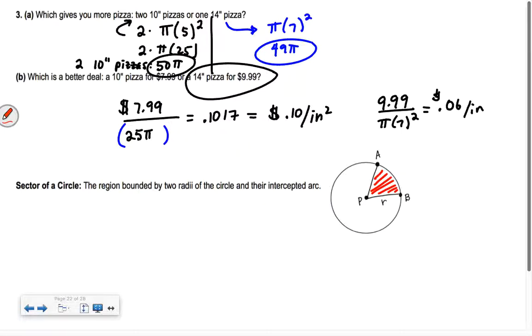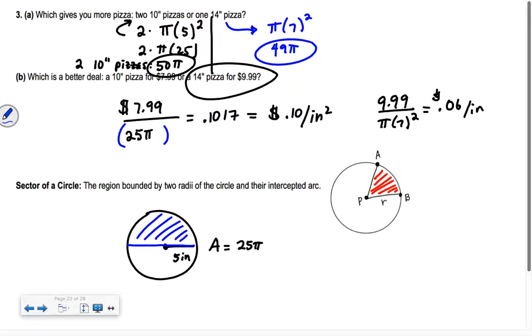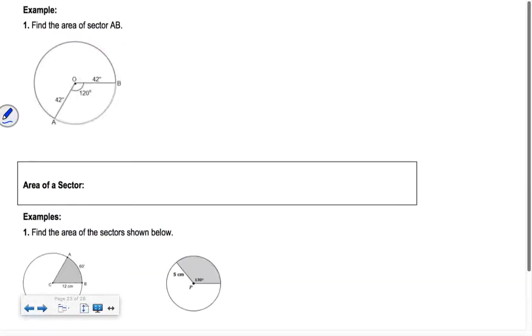Do you guys remember how we did arc length? So let's think about it. If I have the area of this circle is, let's say it was 5 inches here, so it's 25 pi. How would I get the area of half of it? I would divide by 2, right? How would I get the area of a quarter of that piece? I would divide by 4. And then, how would I get the area if I had 50 degrees there? 50 divided by 360 times the area, 25 pi, right? Same concept. Okay, so it's exactly like that arc length. So when it says find the area of sector AB, I have 120 degrees out of 360. In other words, I have a third of the circle.